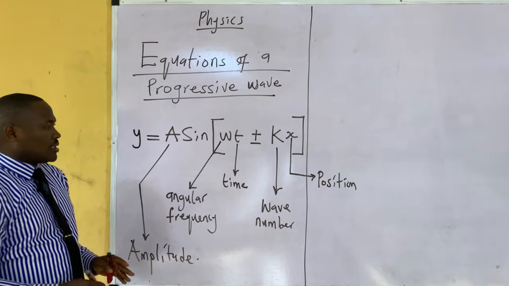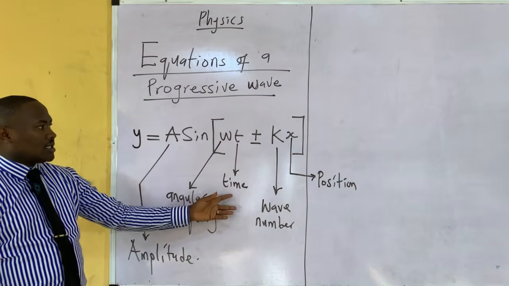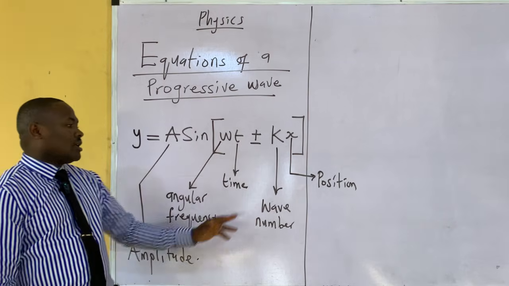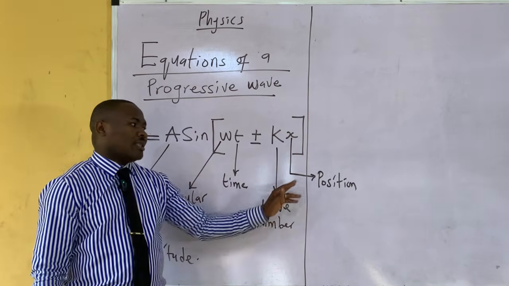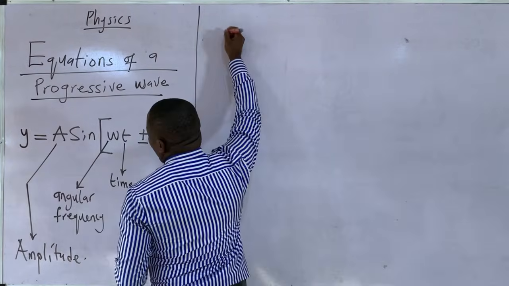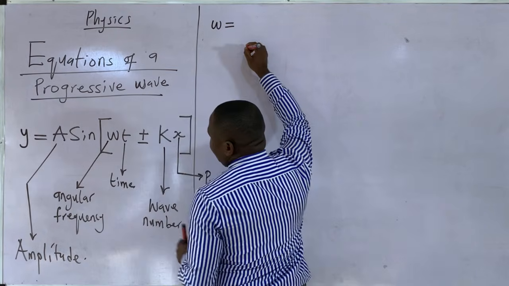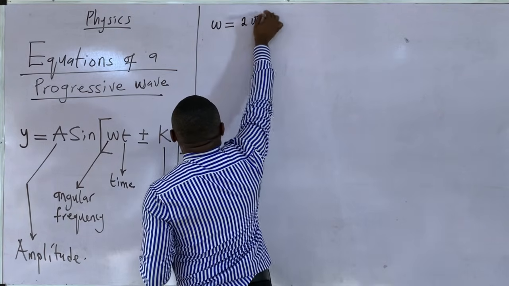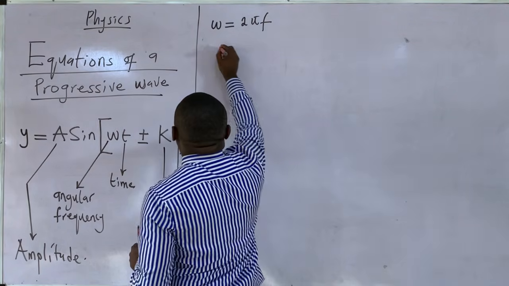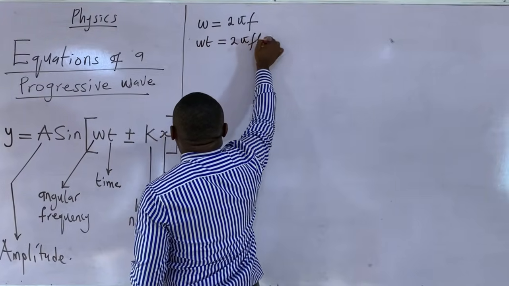Now each of these factors has what it stands for. The ω is the angular frequency, the t is the time. Remember, the A is the amplitude, the maximum displacement, the k is the wave number, and the x is the position. Now, remember that angular frequency is equal to 2πf. So ωt can be 2πft.